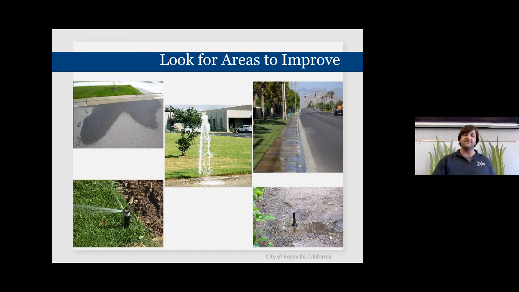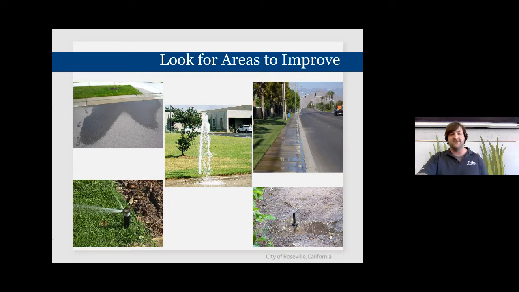So, areas you can improve. These are the different types of issues you might see while running your stations. We've got some overspray there in the top left corner. In the middle there, we've got a very broken sprinkler. And in the top right, you see some runoff. Runoff's a big issue here in California because it's water that you're paying for, but you're not actually using. If you have water going onto the sidewalk, into the gutter, you just paid for that water, but it's not actually getting applied to your landscape in any way, shape, or form.